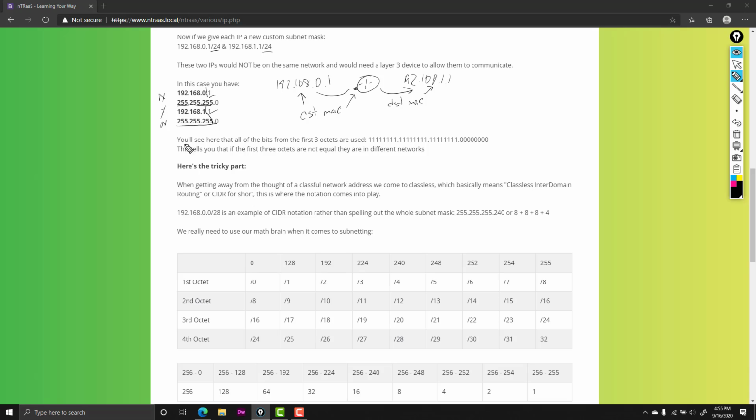You'll see here that all of the bits from the first 3 octets are used. 8 ones, 8 ones, and 8 ones, which gets us our /24. 8 plus 8 is 16, plus 8 is 24. This tells you that the first 3 octets are not equal, they are in different networks, as you saw before. 192.168.0, 192.168.1, different networks.